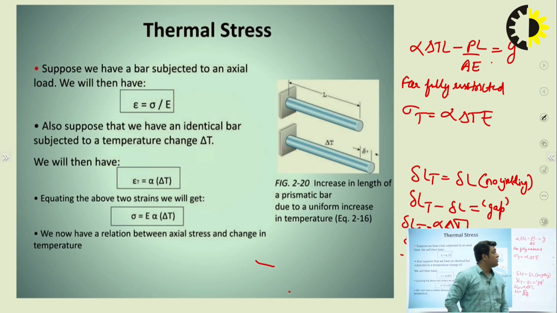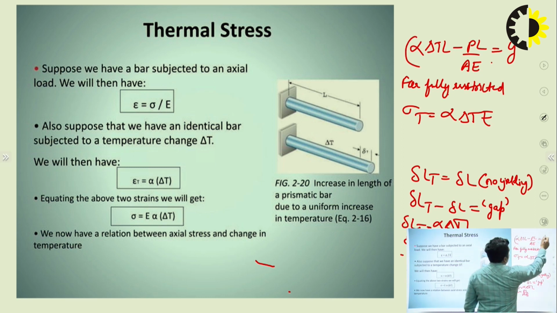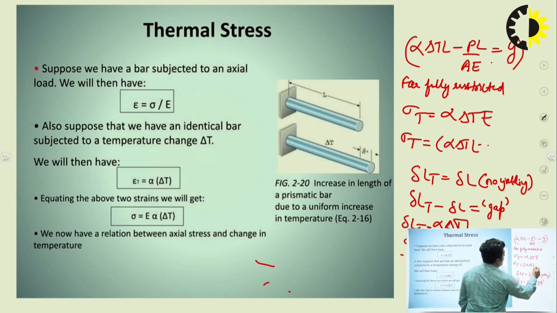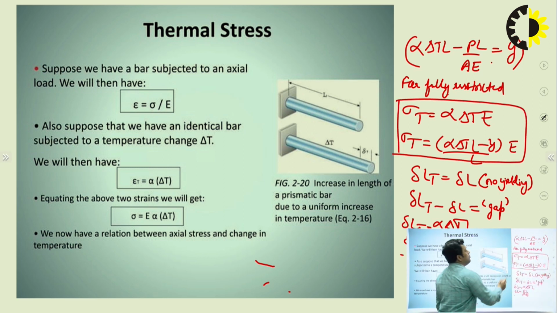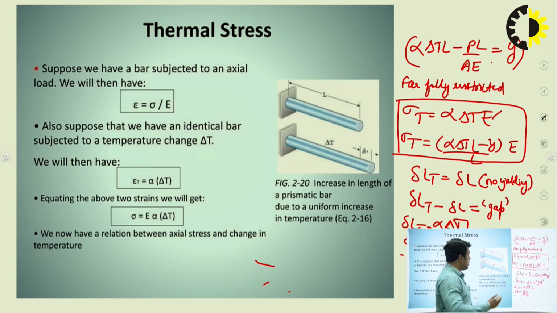But for partially restricted, we can calculate sigma T from here. P by A is nothing but sigma T, and if we sort out this equation, we can write sigma T is equal to (alpha delta T L minus Y by L) into E. So these are the two equations which we are going to use: the above equation for full restriction, the bottom equation for partial restriction. I hope you all are getting this point, and this has been mentioned here.